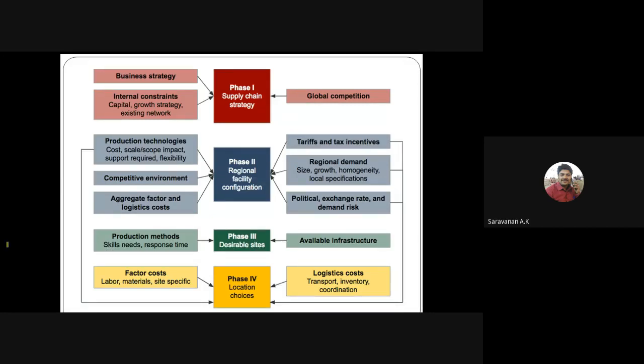One is the business strategy or competitive strategy, and the other is global competition and some constraints. What constraints will be there while considering the supply chain strategy? First we see the business strategy or competitive strategy. The factors that contribute to a proper understanding of the supply chain strategy framework, the internal constraints and the global competition, are the two major inputs. Including these two major inputs, one more is the competitive strategy.